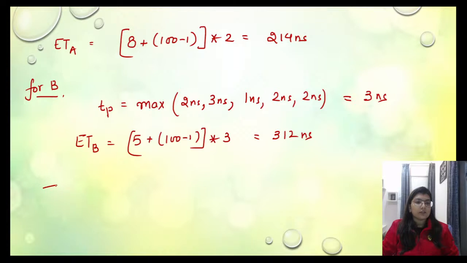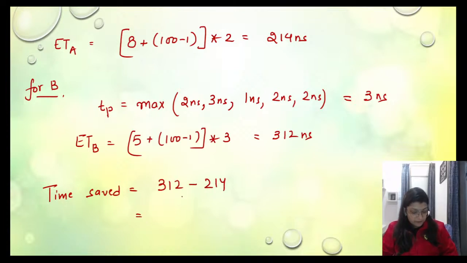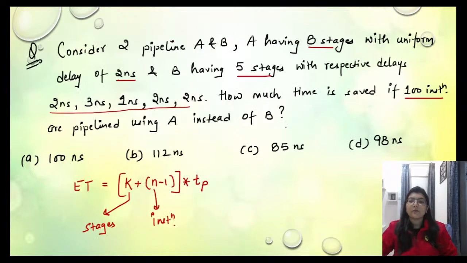Okay, so time saved will be 312 minus 214. That will be equal to 98 nanoseconds. So the correct answer for this question is option D, that is 98 nanoseconds.